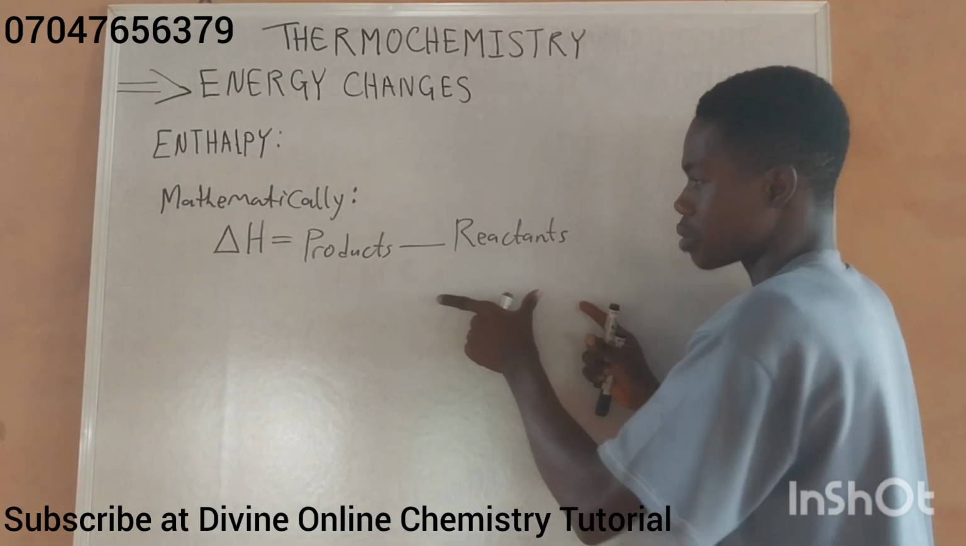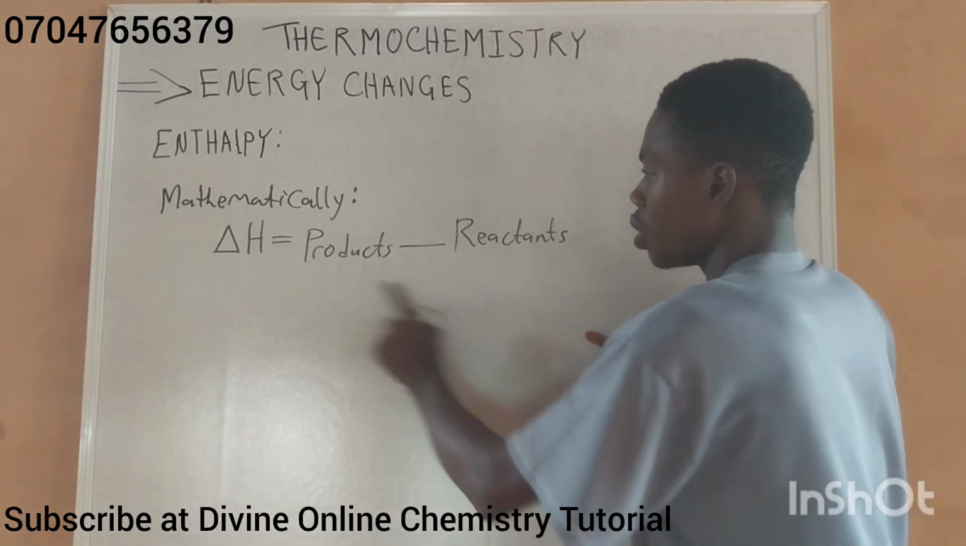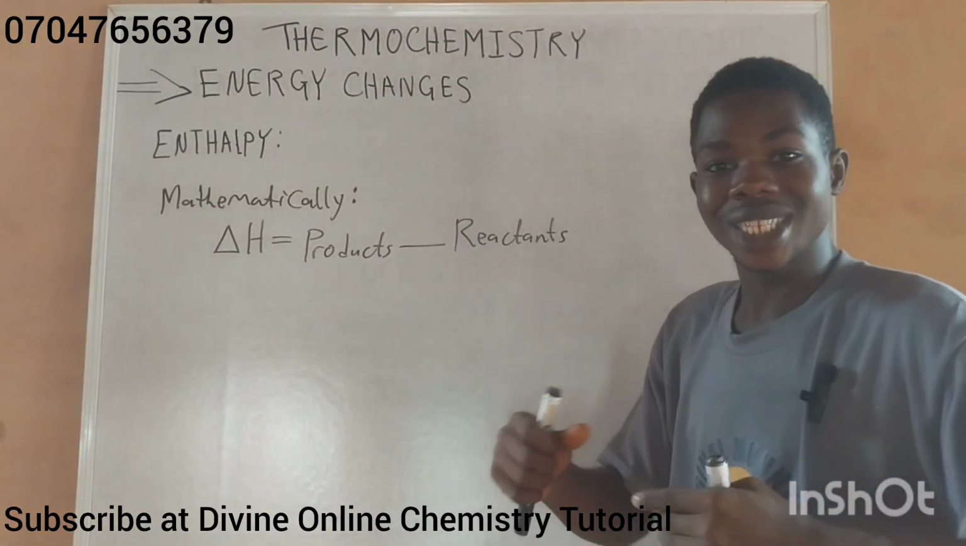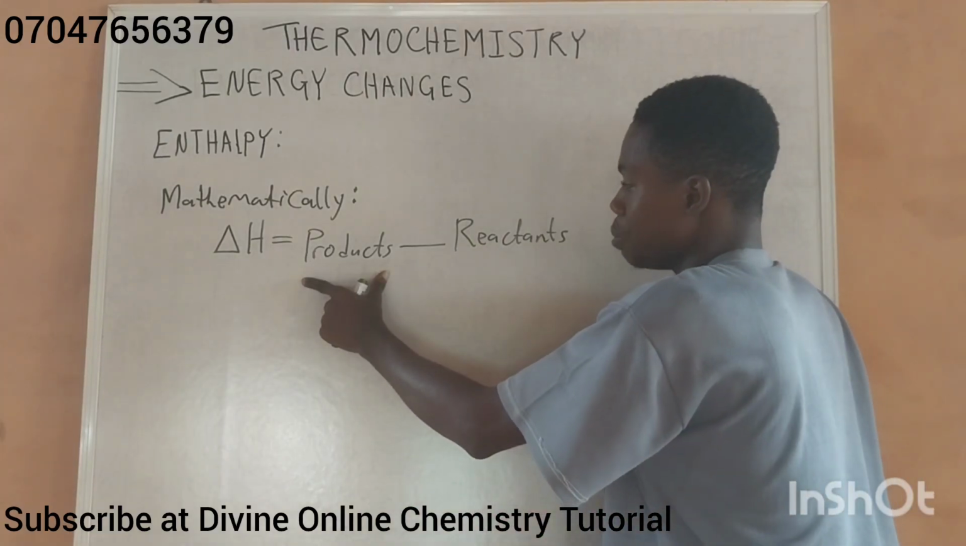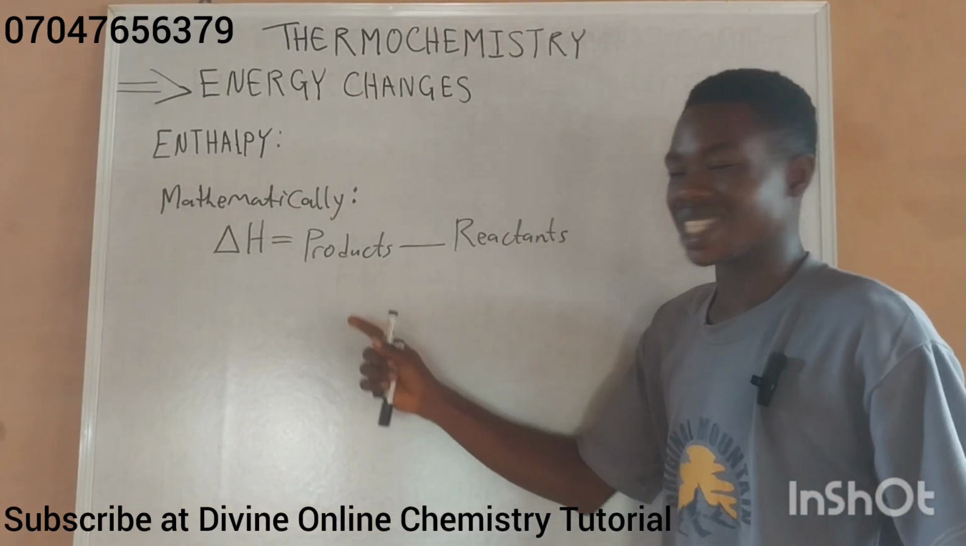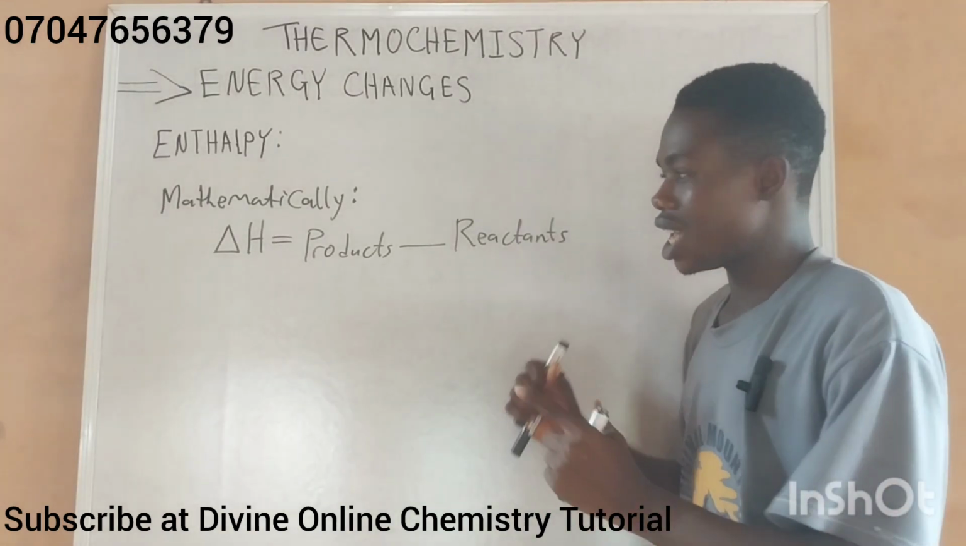So please take note of this equation. It is very vital when calculating change in enthalpy. So change in enthalpy is simply the difference between the heat content of the product. You can write product here. You can also write heat content of the product. It's still correct.